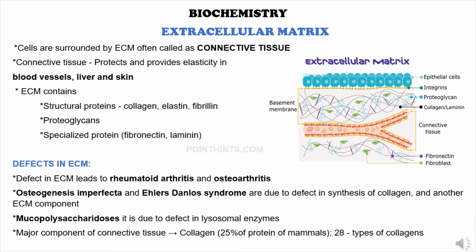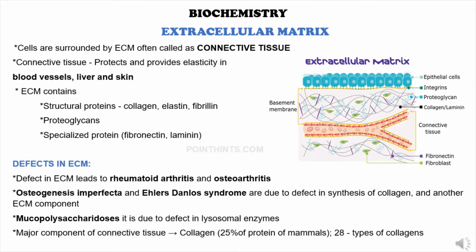Today we are going to discuss the extracellular matrix in biochemistry, based on Harper's Biochemistry 31st edition soft copy. Cells are surrounded by ECM components, which connect the cell to the outer substance, so it is called connective tissue. It protects and provides elasticity in blood vessels, liver and skin.